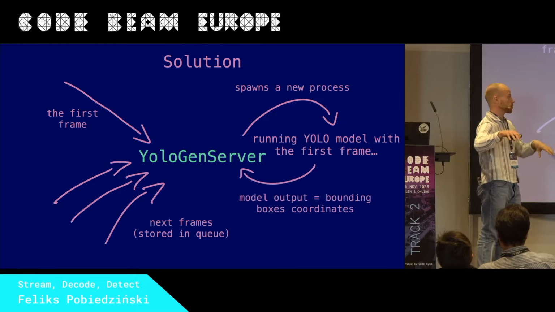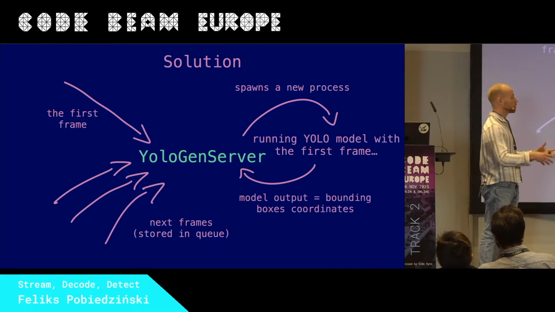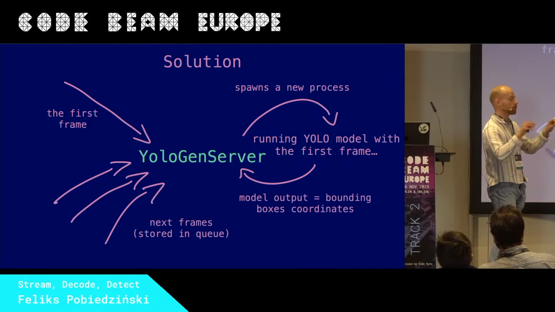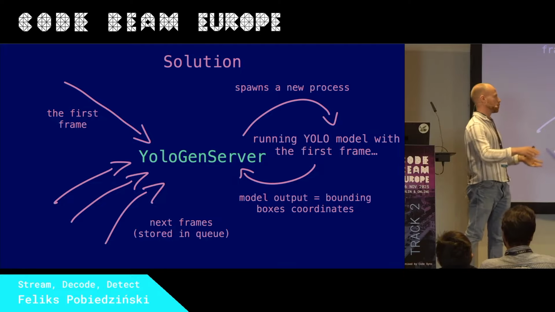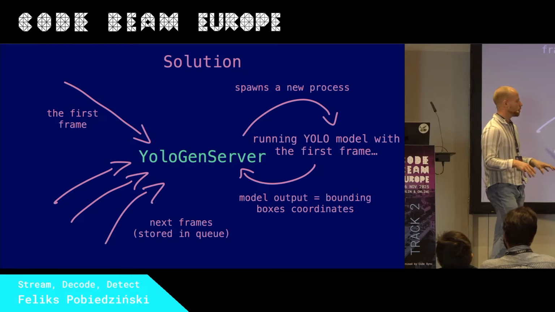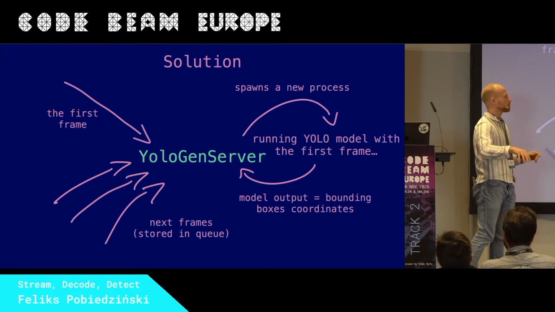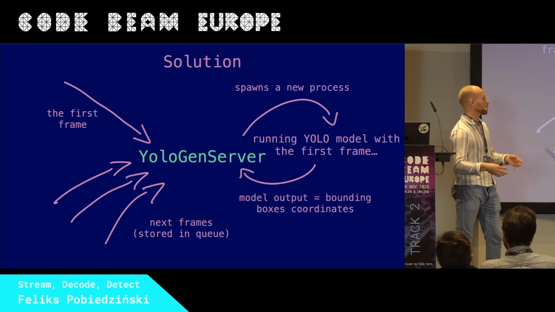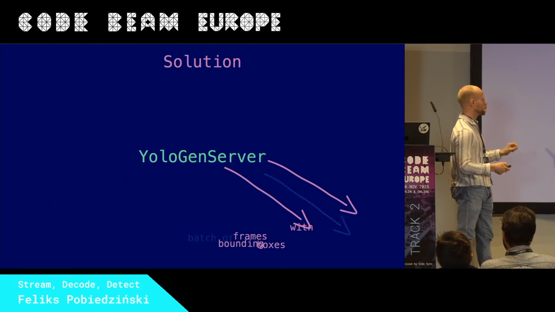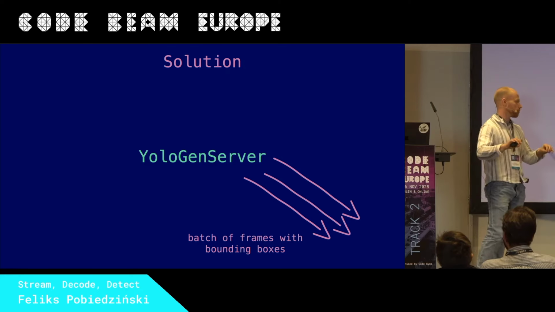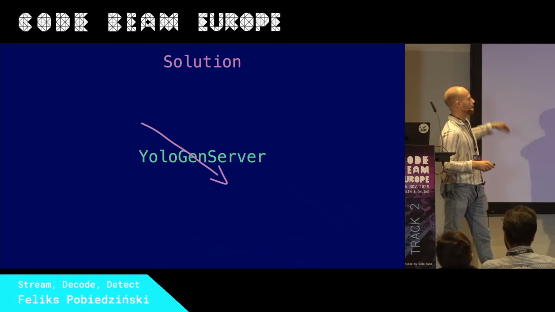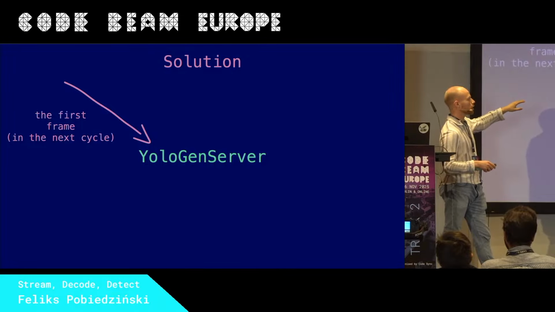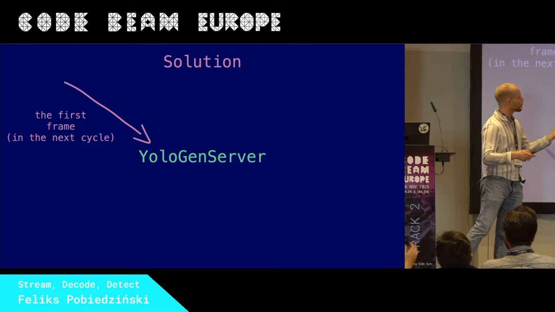Then, when the prediction is completed, it means we already know the coordinates of bounding boxes containing objects from the first frame. For the first frame, the YOLO GenServer will draw bounding boxes on all stored frames. It means we'll propagate the prediction results from the first frame onto several following ones as well. Then, after drawing bounding boxes, the YOLO GenServer will send a batch of modified frames to Boombox, which will play the stream. And after flushing its queue, when the next frame hits the YOLO GenServer, the whole cycle will be repeated.